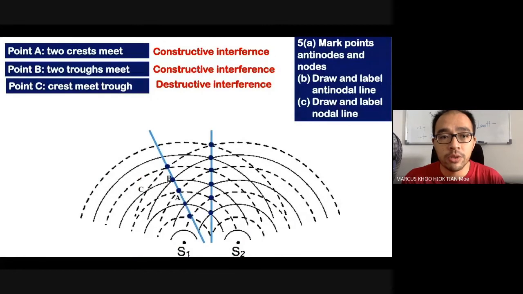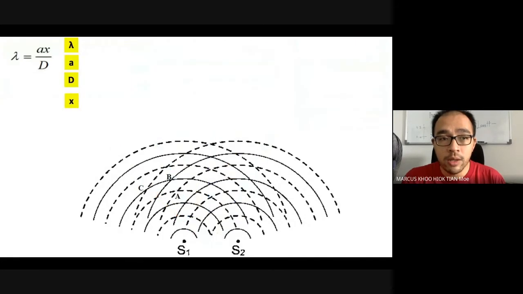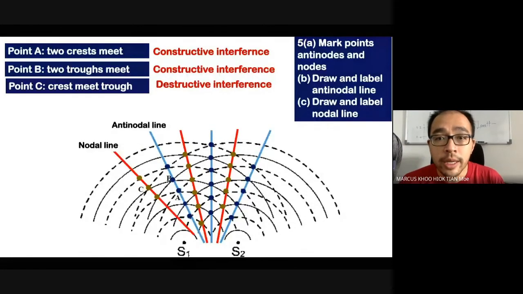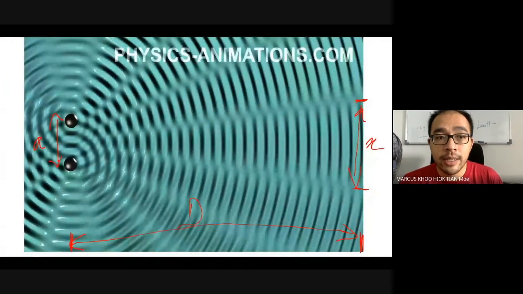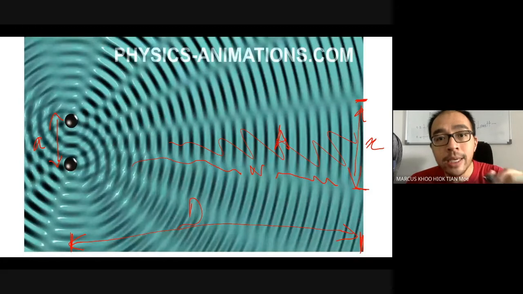Sorry, I'm going to speed through this because you already did this. When we draw, it looks like they are single lines like that. But in reality, the antinodal region is very big, whereas the nodal region is very tiny. That is in reality. But the important thing here that we need to notice is this.